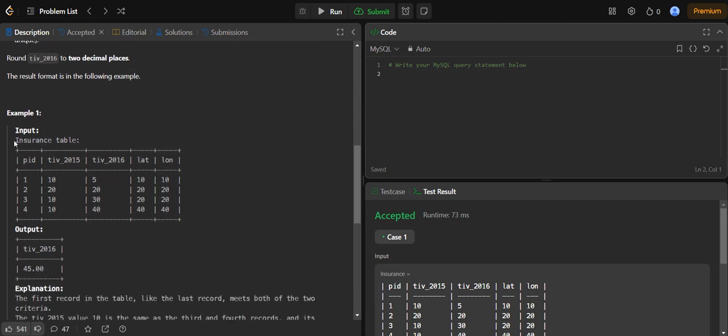Now here you see the example table. There are four policy IDs, with the 2015 total investment value, the 2016 value, latitude and longitude. Let us first check 2015. The investment value 20 appears only once, so this row is eliminated. We don't consider this row. And the value 10 is repeated three times, so we will consider this value.